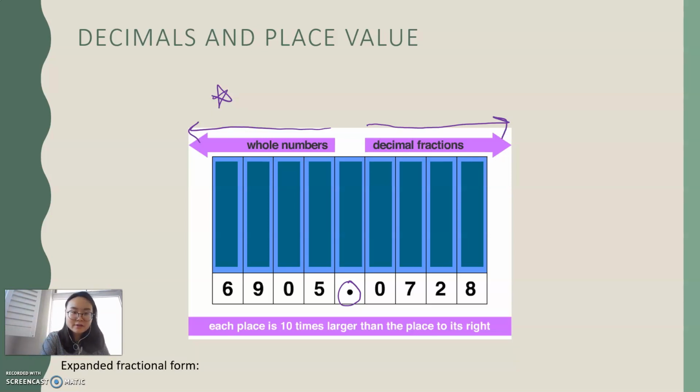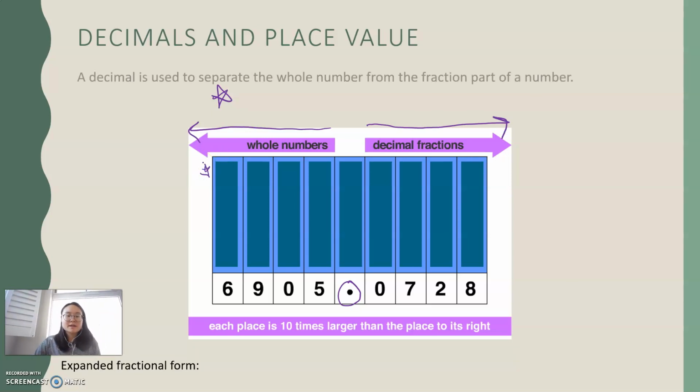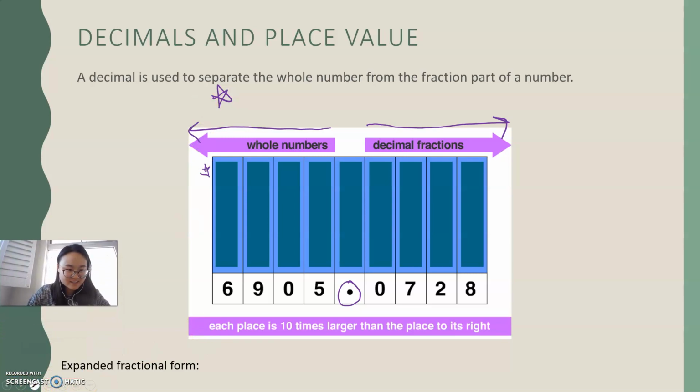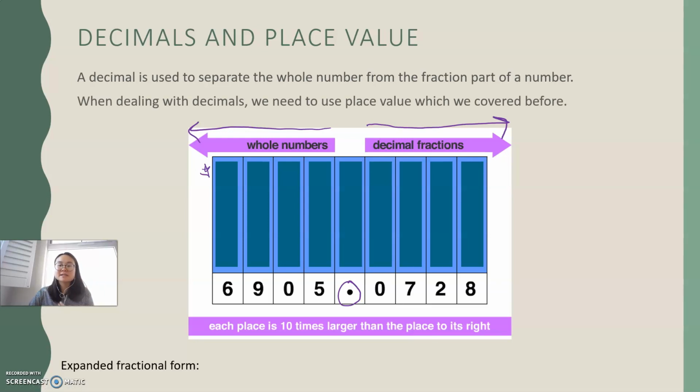So let's have a look. A decimal is used to separate the whole number from the fraction part of a number. When dealing with decimals, we need to use place value, which we covered before. Let's start on the left-hand side. The 6 is in the place value called the thousands column. And then you've got the 9, which is in the hundreds column. The first 0 here is in the tens column. And then you've got your 5, which is in the ones column.